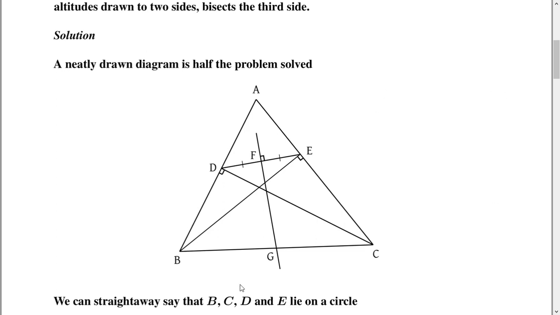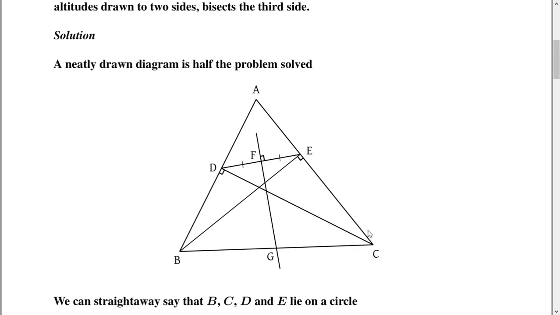We have triangle ABC. CD and BE are altitudes and FG is the perpendicular bisector of DE. We need to show that G is the center of BC. Just looking at this figure, you can straight away say that B, C, D and E should all lie on a single circle. Why?